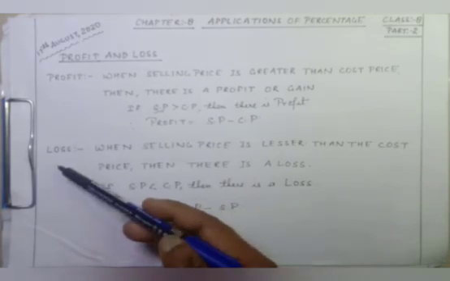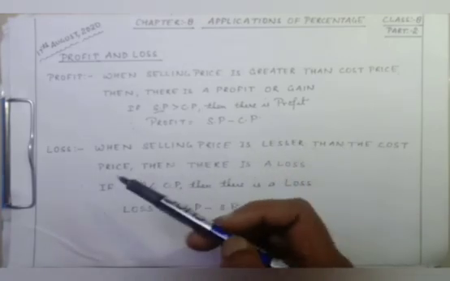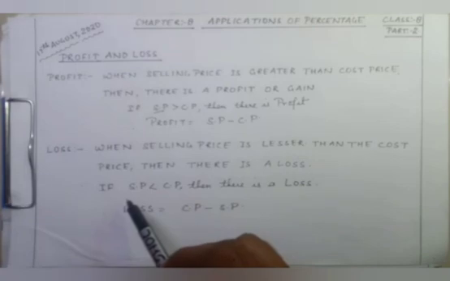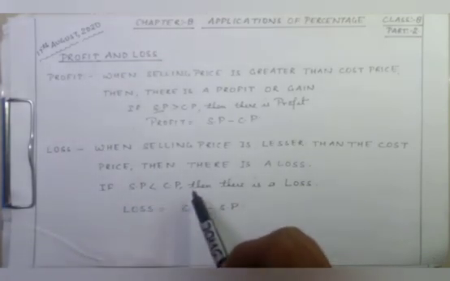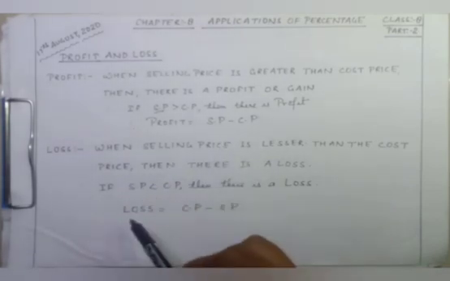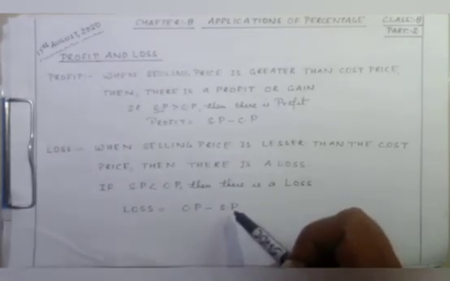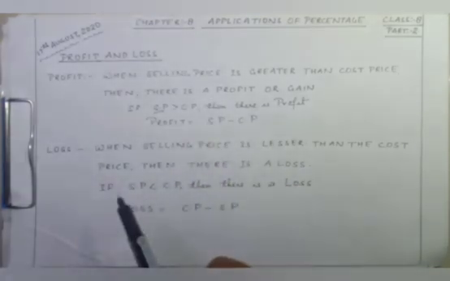Let us move to another topic, that is loss. When we are going to have a loss, when selling price is less than the cost price, then there is a loss. And also there is a condition, when selling price is less than cost price, then there is a loss. To find loss, there is a formula which we have to follow, that is cost price minus selling price. I hope this much is clear to everyone.